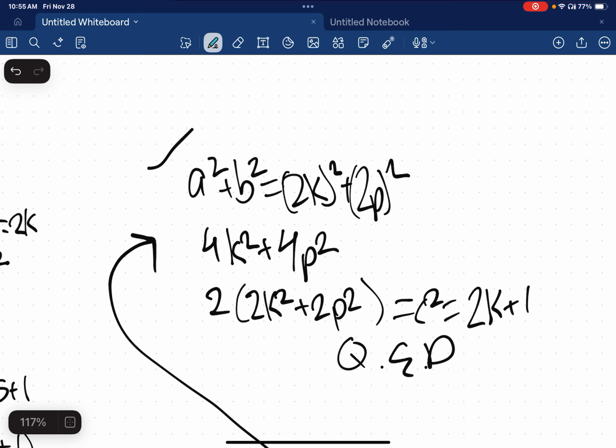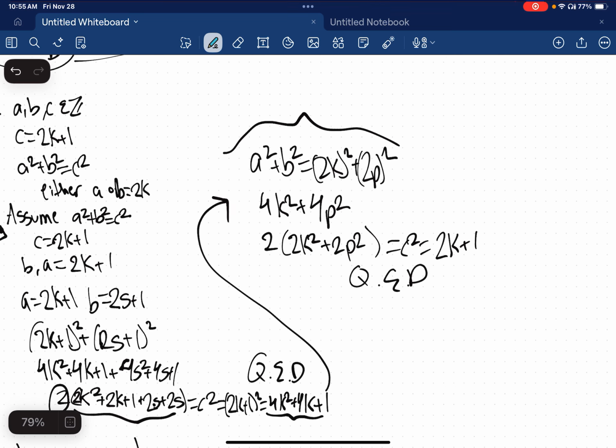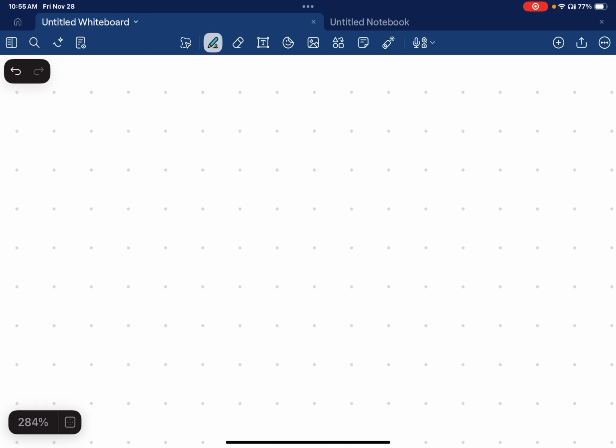Since we just proved that when they're both even numbers, it doesn't work, and when they're both odd numbers, it doesn't work, we can assume that one of them has to be even and one of them has to be odd. Okay, next one, number 7.